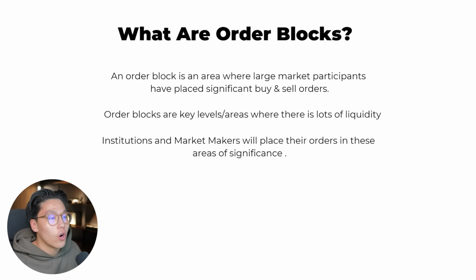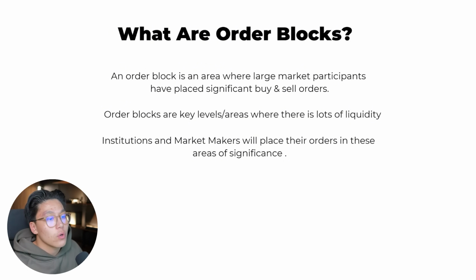So what are order blocks? An order block is an area where large market participants have placed significant buy and sell orders. So being able to identify these order blocks is going to be very important when it comes to trading. And if we can consistently identify these order blocks and determine the difference between high probability versus low probability order blocks, we are going to be able to trade with the smart money.